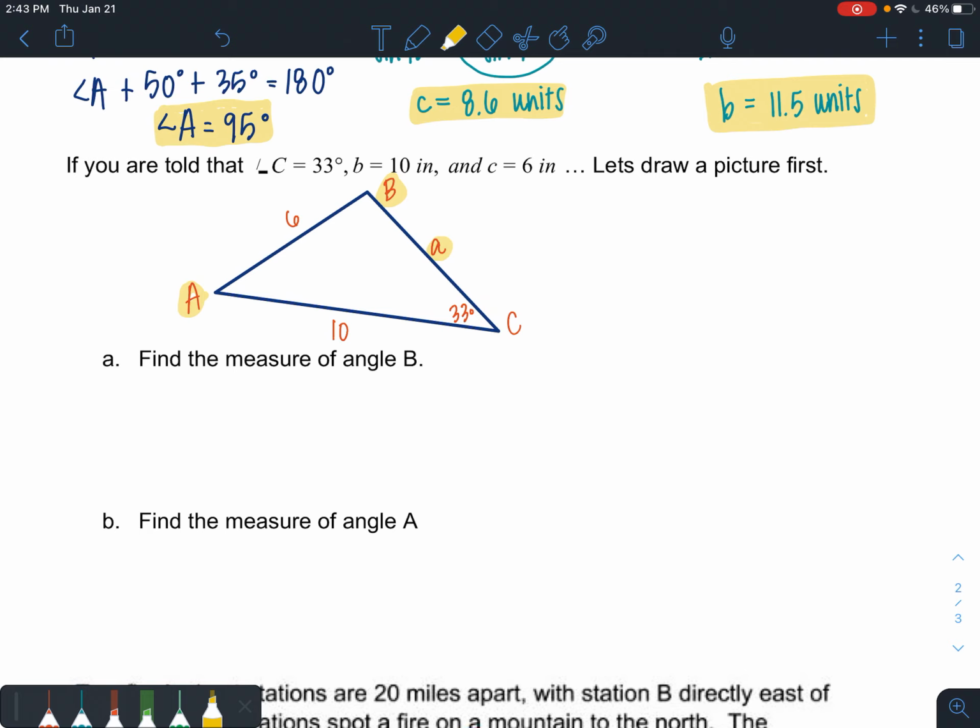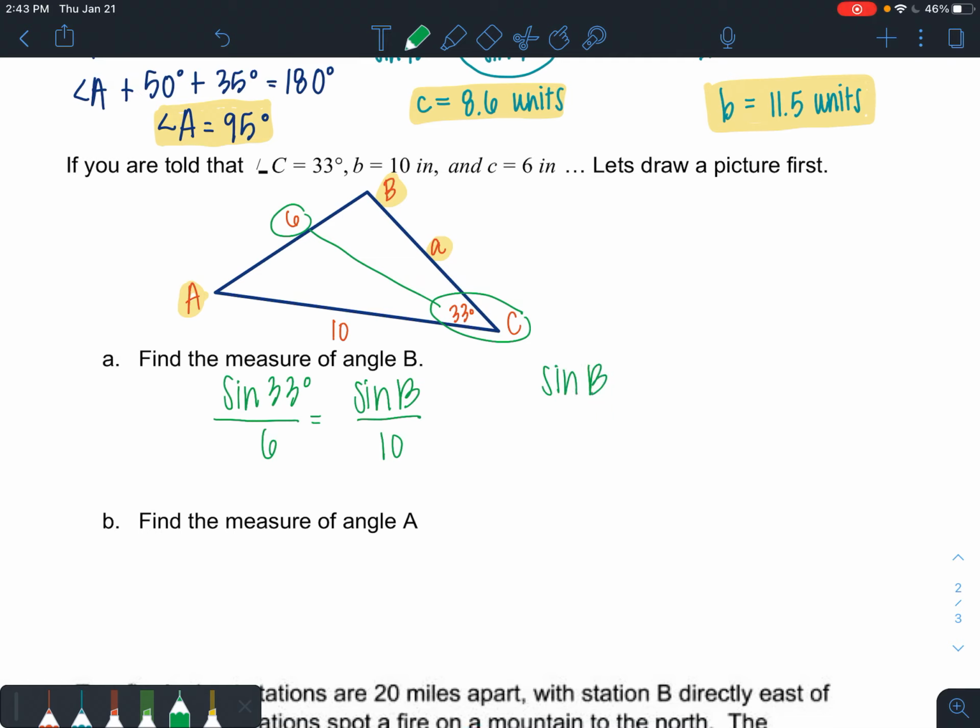Okay, so first let's find the measure of angle B. I have C and C, so that's a great starting place for the law of sines. So I'm going to say sine of 33 degrees over 6 equals sine of B over 10. I'm just going to multiply both sides by 10 to get sine B by itself.